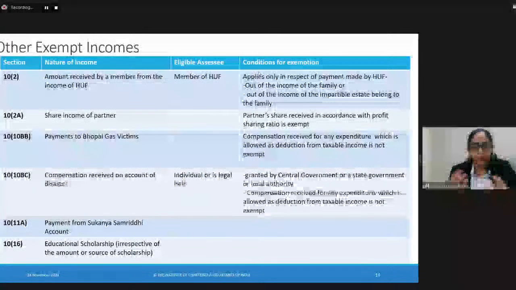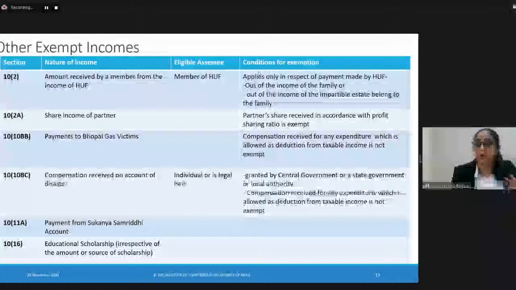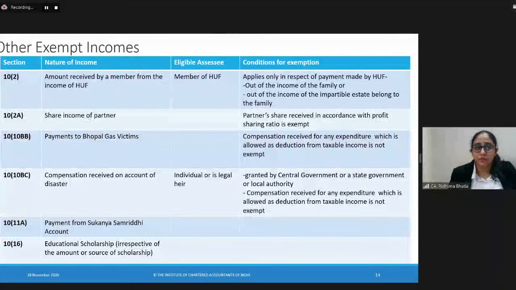Different types of income, you will see in our slides. I can give the PPT to you and you can just read it, but I will not do that. Let us begin with Section 10, Clause 2, amount received by a member from the income of the HUF. The profit income which a partner gets from the partnership firm is covered as exempt income in Section 10, Clause 2A.